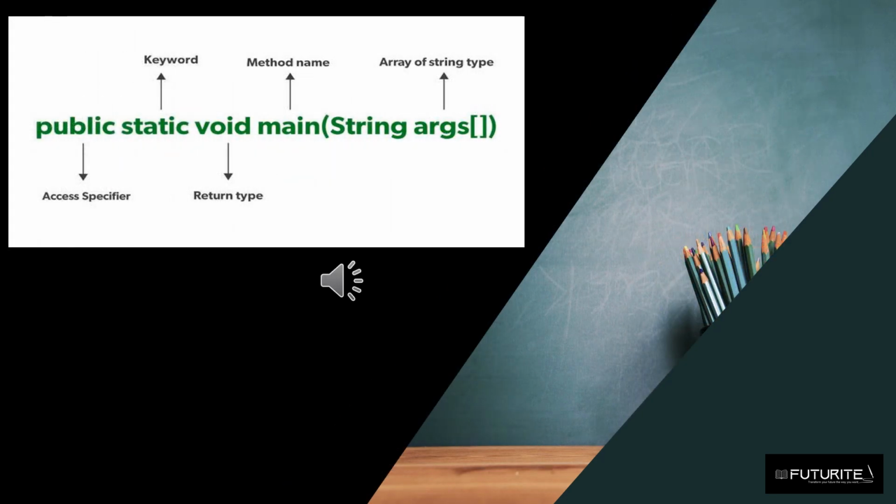Now, public static void main. Here in this image, you can easily see that public is an access specifier or modifier. Please do watch my access modifier vlog in order to understand the access modifiers better. Static is a keyword. We will understand in the upcoming slides what static is all about. Void is a return type, which means no return type. Main is the method name, and string args is the array that is of string data type.